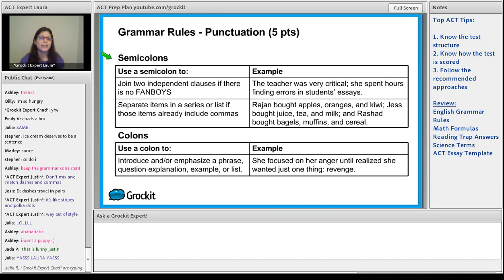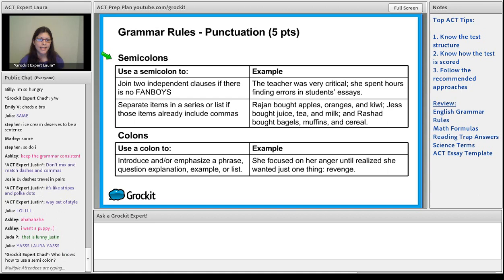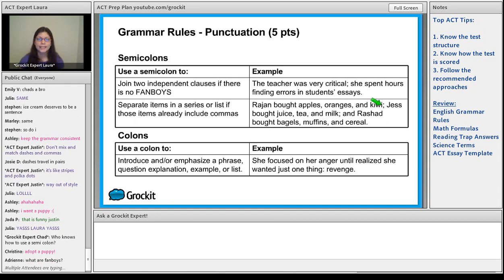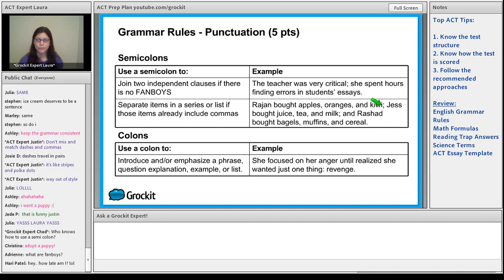For semicolons, the only thing that I think you may not have anticipated if you haven't been practicing is just that it can be used to separate really long lists. So it's kind of like using a bracket when you're doing math. If you have a lot of parentheses in math, you might use a bracket to sort of put on the edges.